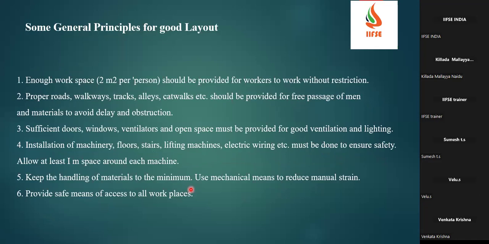So if you see some other general principles for a good layout, enough workspace, 2 square meters per person, should be provided for the workers to work without any restriction. So it is an allocation of 2 square meters area per person so that he can work comfortably. Then proper roads, walkways, tracks, alleys, trolleys, and also catwalks, etc., should be provided for the free passage of material to avoid delay and obstruction.